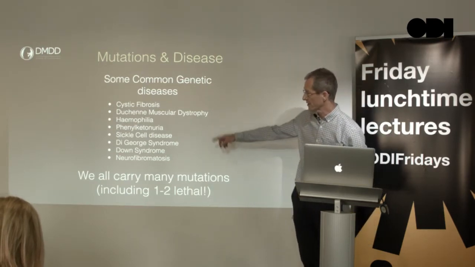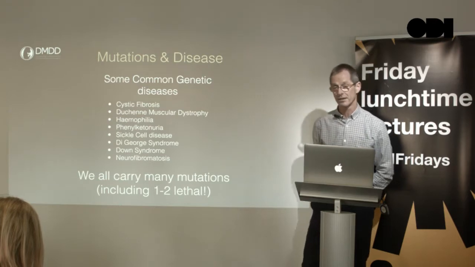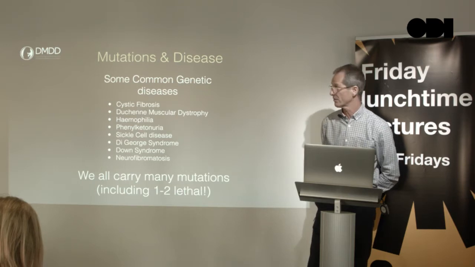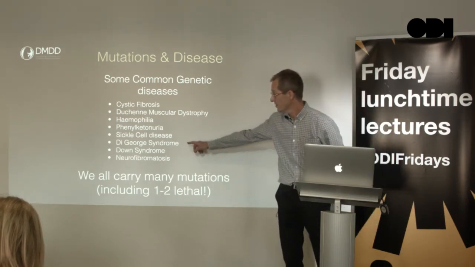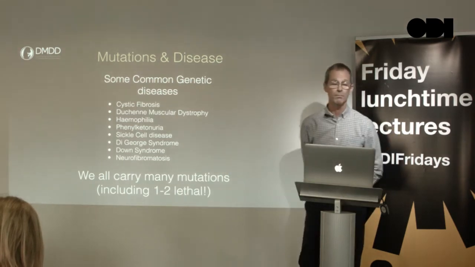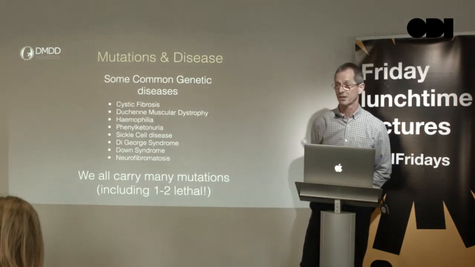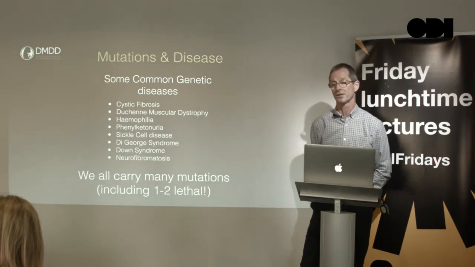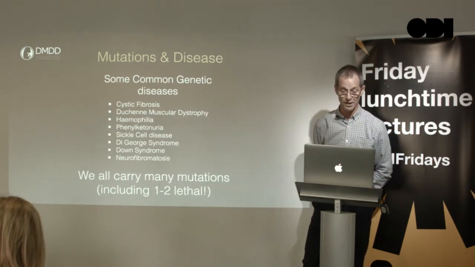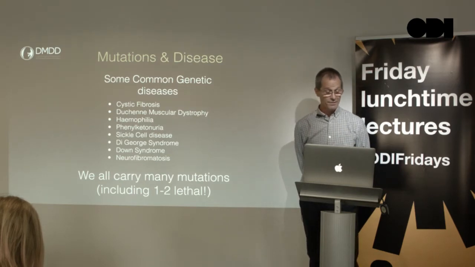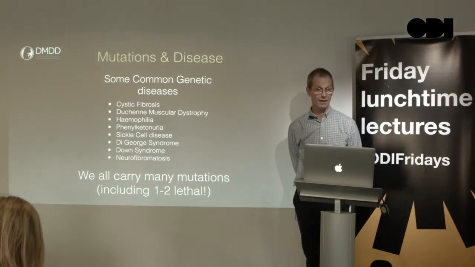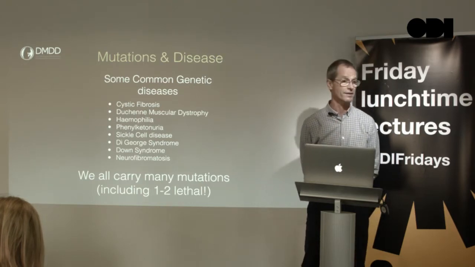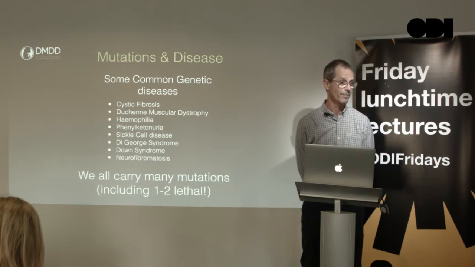And there are a whole range of others that you will have heard of, and these mutations here range from individual mutations in the code through to things like DiGeorge syndrome and Down syndrome. These are complex diseases that actually come from rearrangements of large chunks of code, whole chromosomes or portions of chromosomes, rather than individual genes. I've said we all carry mutations, and it turns out that we all carry one or two mutations that in any other circumstances would have killed us by now.